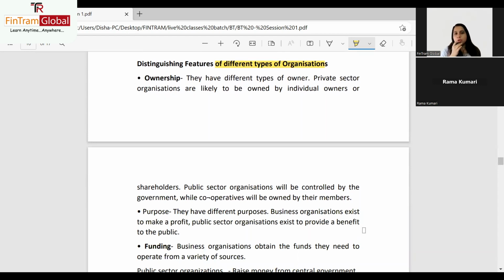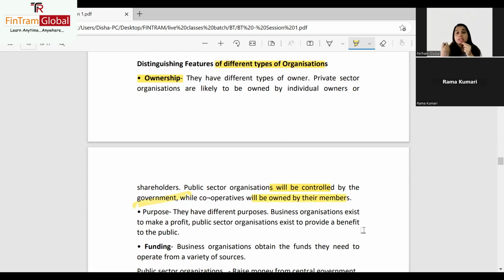Let's say if you have to distinguish between private or public sector, how could I distinguish it? Maybe by knowing the ownership, because both of them will have different types of owners. Private sector, as we said, are organizations owned by individual owners or shareholders. But a public sector organization is going to be controlled by the government, whether it's your state government or central government.